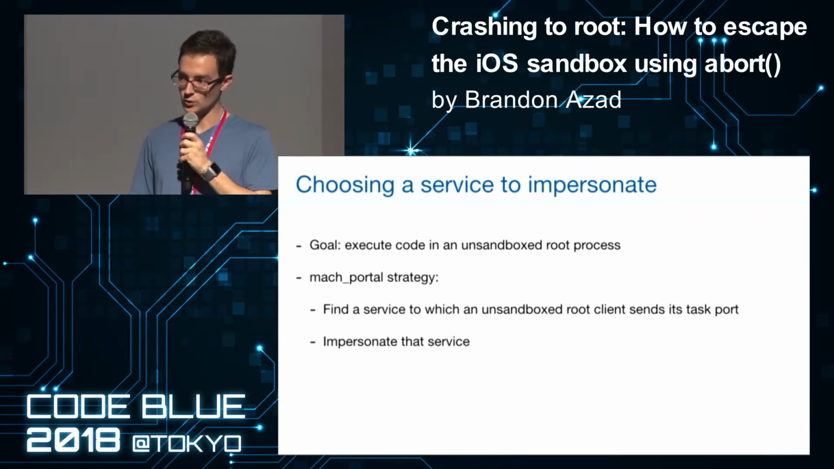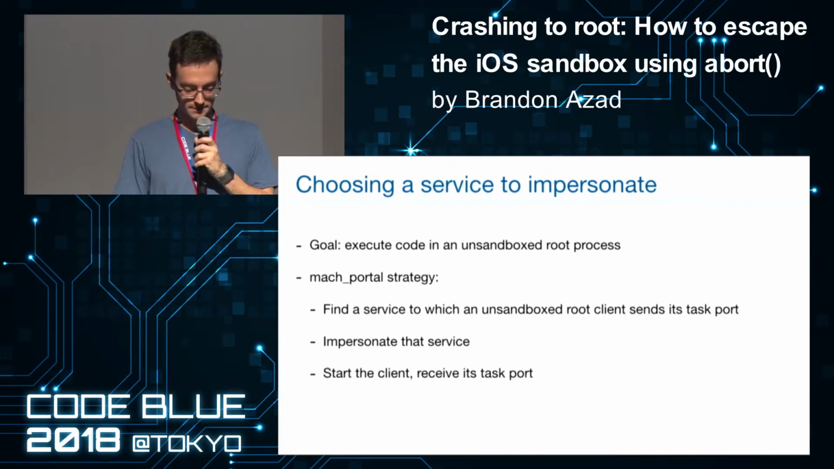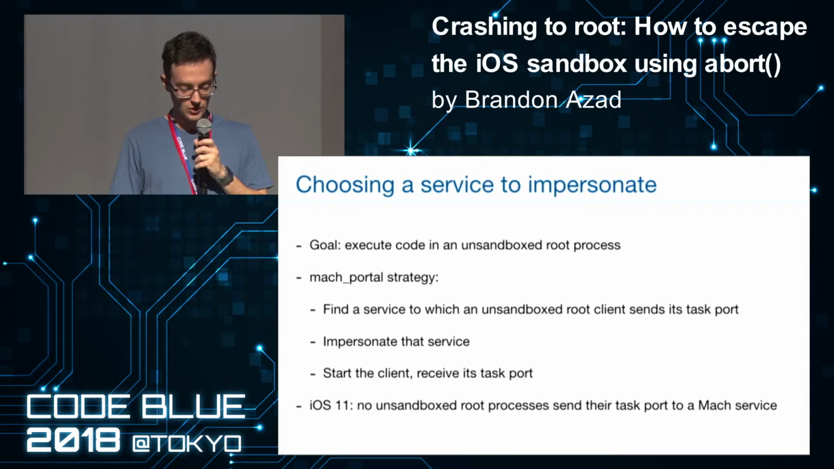Then, use the vulnerability to impersonate that service, and then trigger the client to start. The client thinks that it's talking to the original service, and so it sends us its task port, giving us full control over it. Unfortunately, Apple got wise to this, and on iOS 11, there are no longer any unsandboxed root processes that send their task ports to a Mach service.